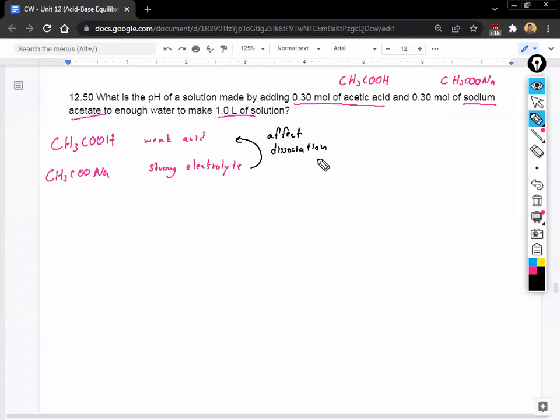Does that make sense? Okay, and it's because they both have this ion inside of them, acetate. So we don't need to write the reaction for this guy right here because it breaks down completely. What matters is going to be the acetic acid. So we're going to do acetic acid, CH3COOH, and it's going to dissociate into H plus and CH3COO minus.